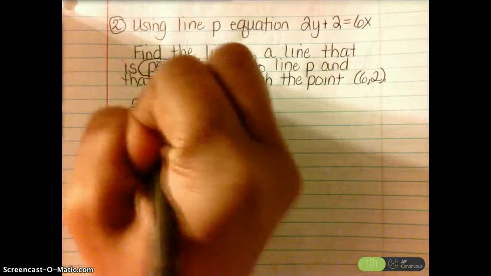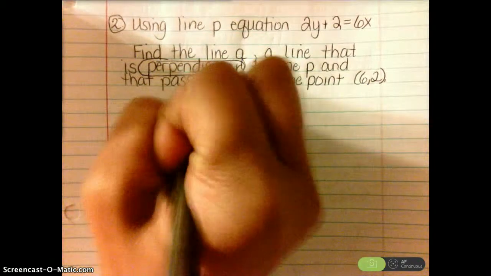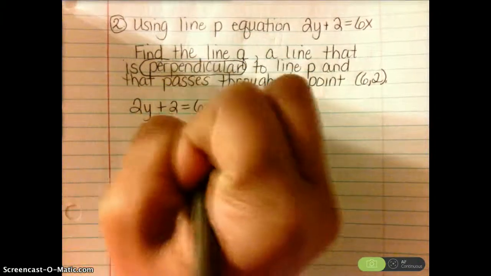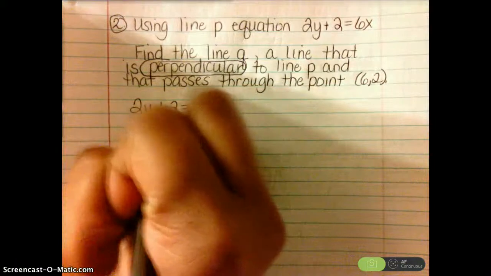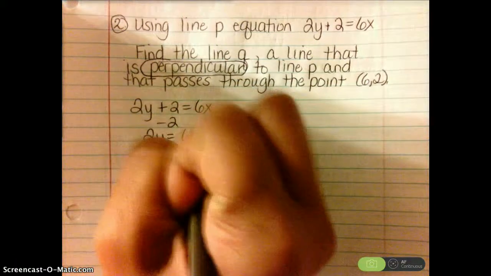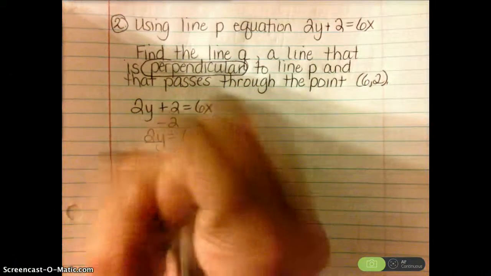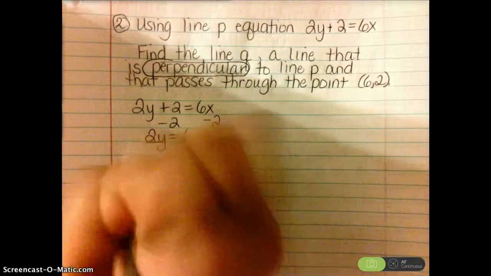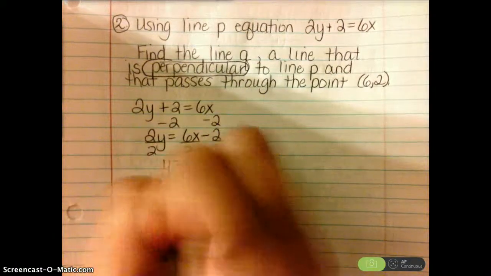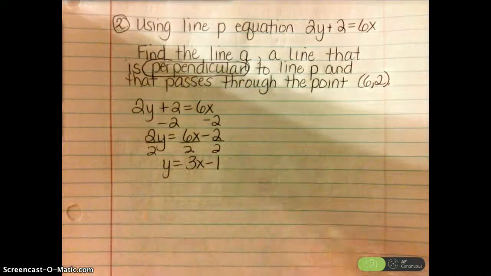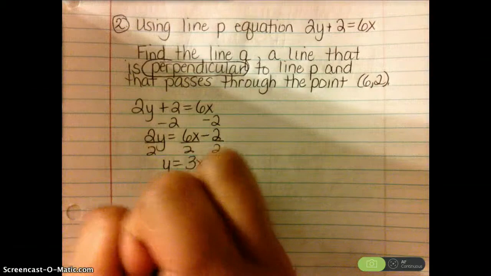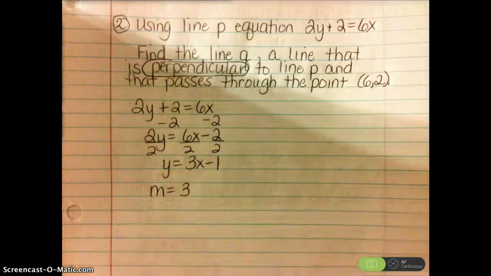We're going to start with 2y plus 2 equals 6x. We're going to subtract 2 from both sides. 2y equals 6x minus 2. And we're going to divide by 2. And we're back to that same equation. y equals 3x minus 1. So in this equation, m, which is my slope, is 3.